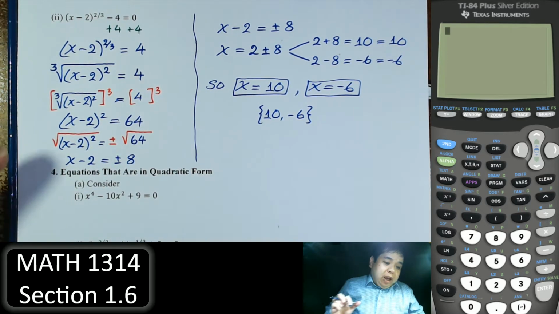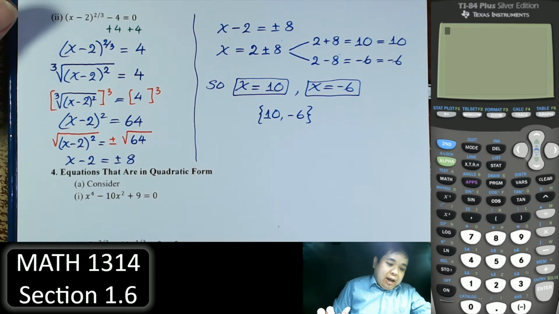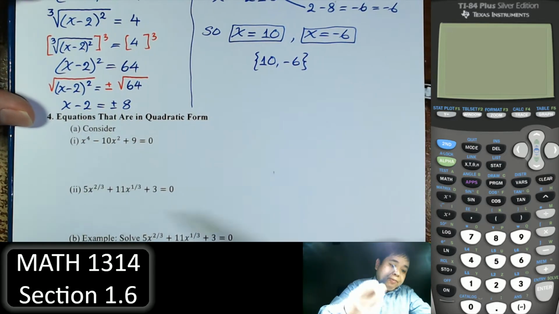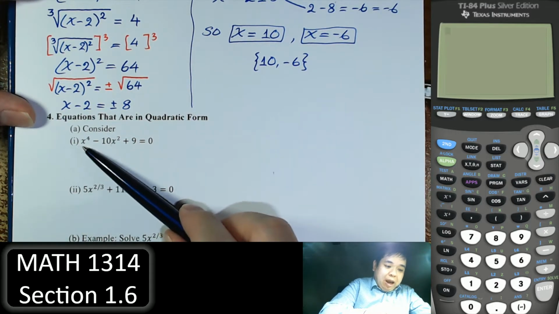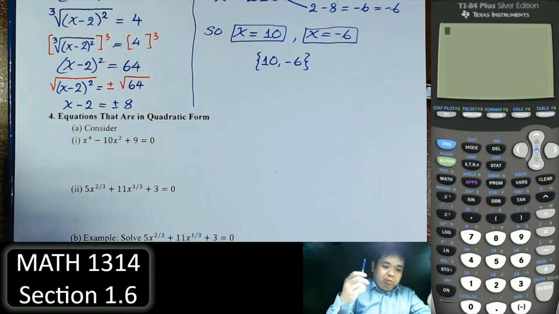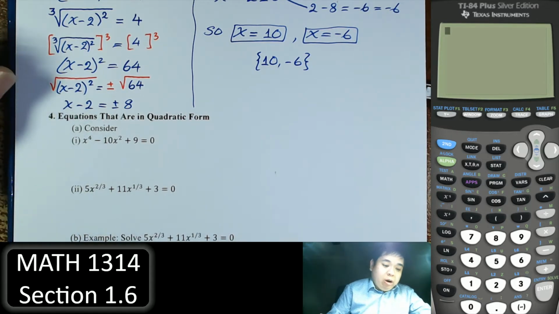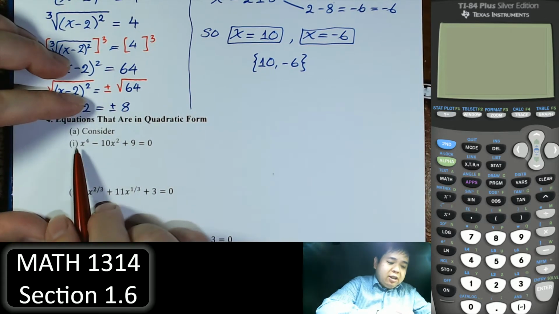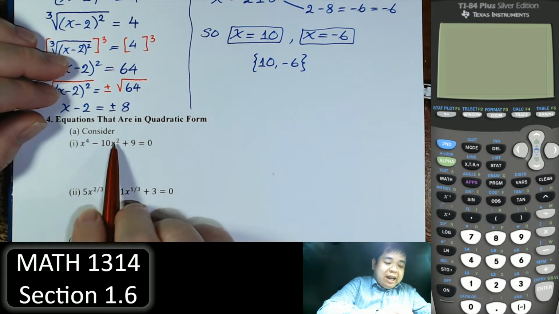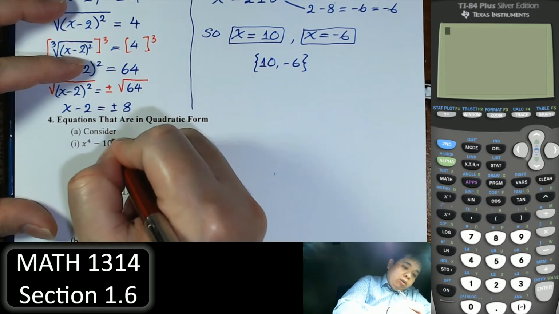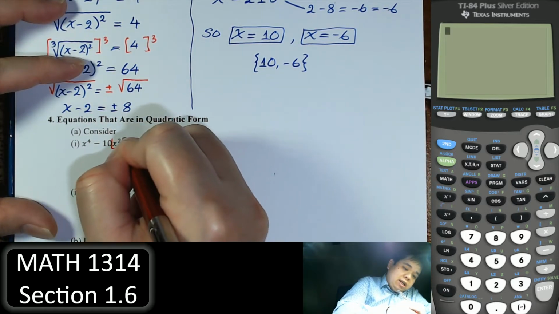Number 4, equations that are in quadratic form. So let's take a look at these equations. They look like they have 3 terms in quadratic form, similar to a quadratic equation, but not quite. In that case, if this is x and x squared, it should work. So the way we do that is we're going to let the middle term be u.